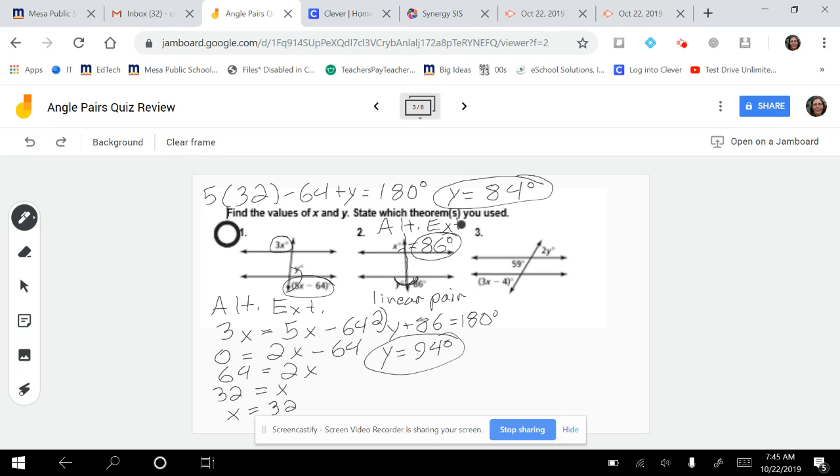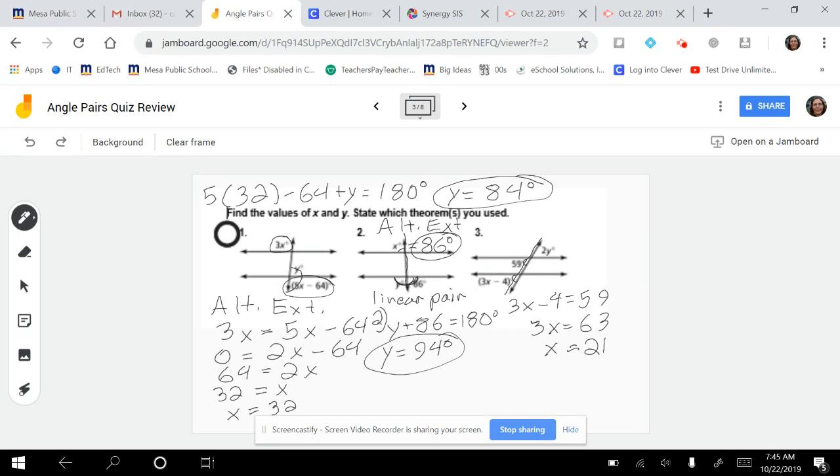Okay, this next one, everybody, we're doing the same thing. So these are corresponding. Remember, same side, skip 1. So same side of the transversal. So I'm going to set those two equal to each other. So 3x minus 4 is equal to 59. Add 4 to each side. So I get 63. And I go ahead and divide. So 63 divided by 3 is going to be 21.